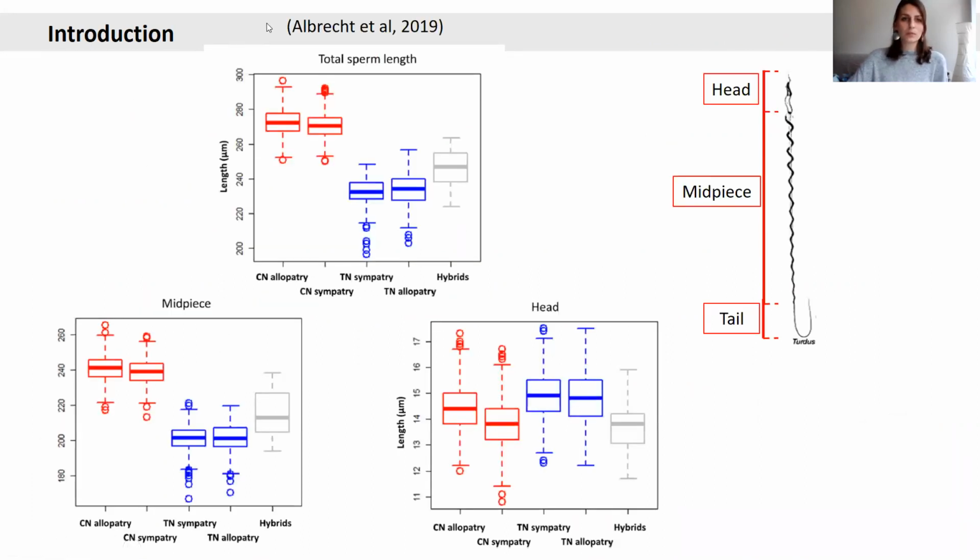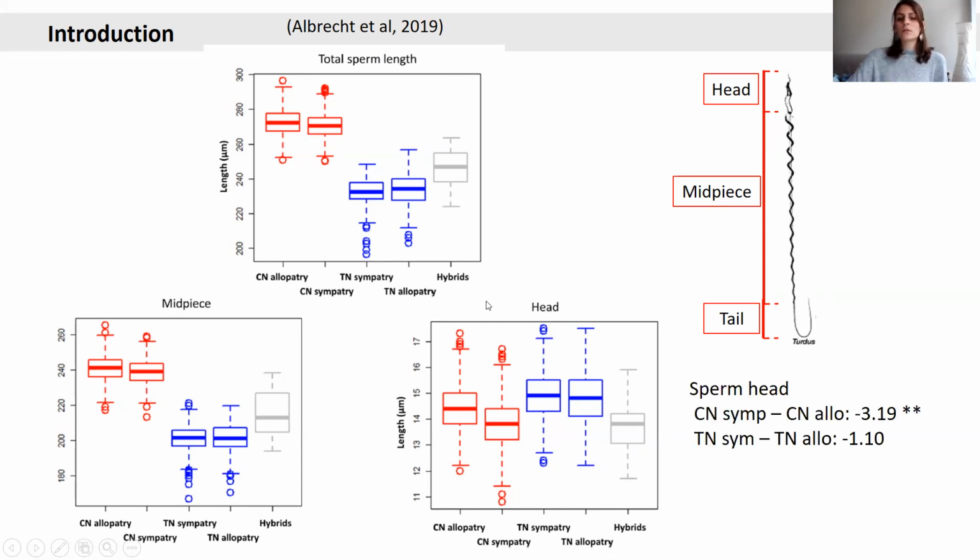So more specifically about the last one, Albrecht et al. in 2019 found that the common nightingale has longer sperm compared to the thrush nightingale, and this length was mainly explained by the midpiece. So here is an example of passerine sperm, and you have the head and the flagellum. And the flagellum is divided in the midpiece, where you have the mitochondria surrounding the flagellum, and the tail, which is without these mitochondria. So mainly here, the midpiece was different between the two species.